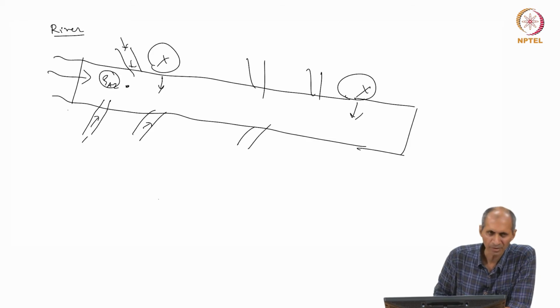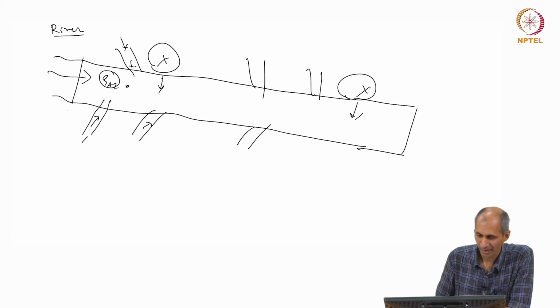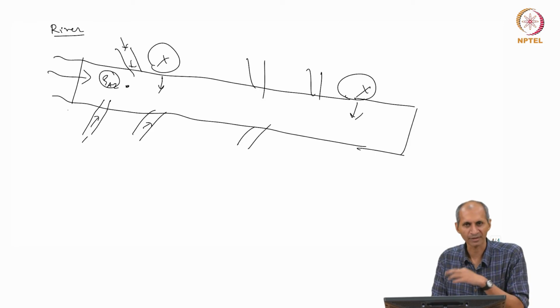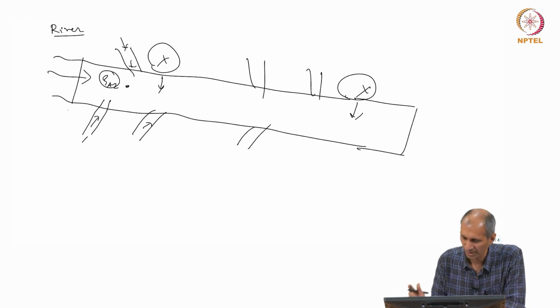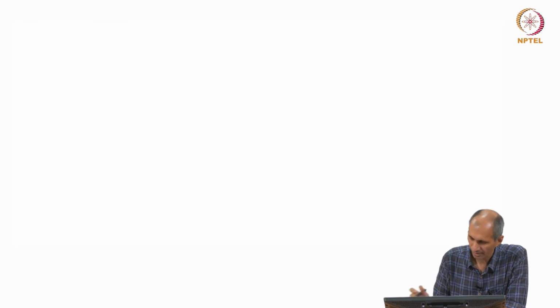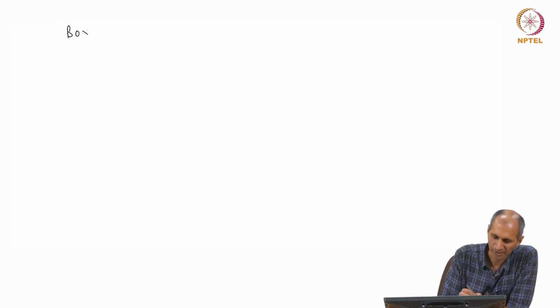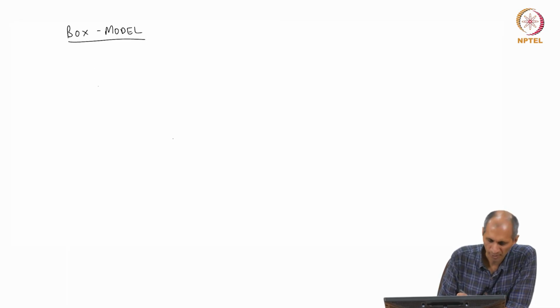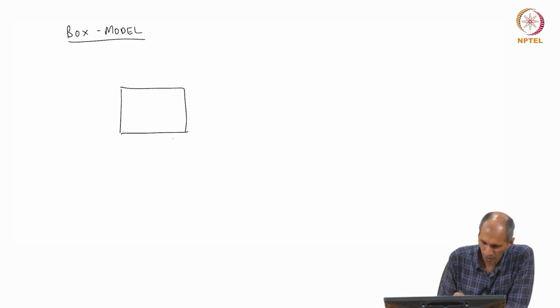Here I want to introduce a concept similar to what we did in the earlier system, except that now it is a flowing system. This concept is known as a box model, and we will come back to this river system in a minute. What is a box model? A box model essentially is a box, a 3-dimensional box.